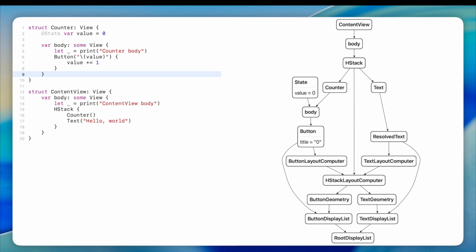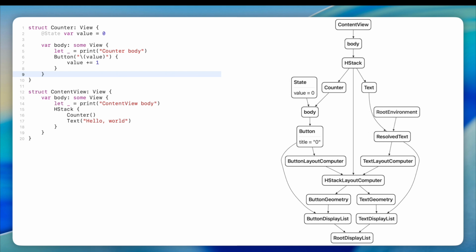And the way to resolve this is through the environment. And so the resolved text actually depends on the root environment. And this environment gets threaded through the program. And as the attribute graph builds up, things that read from the environment will actually be able to create a dependency. And so that's what's happening with the resolved text.